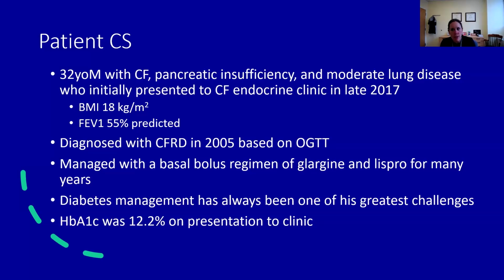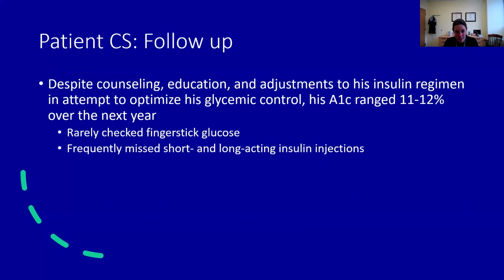His BMI was lower than we would like. It was 18. Our goal is 23 for men with CF. And his pulmonary function was about 55%, so moderate lung disease. And he would be the first to tell you that of everything, diabetes management has always been one of his greatest challenges. And fitting with that, when I first met him, his A1C was 12.2%. And so, room for improvement.